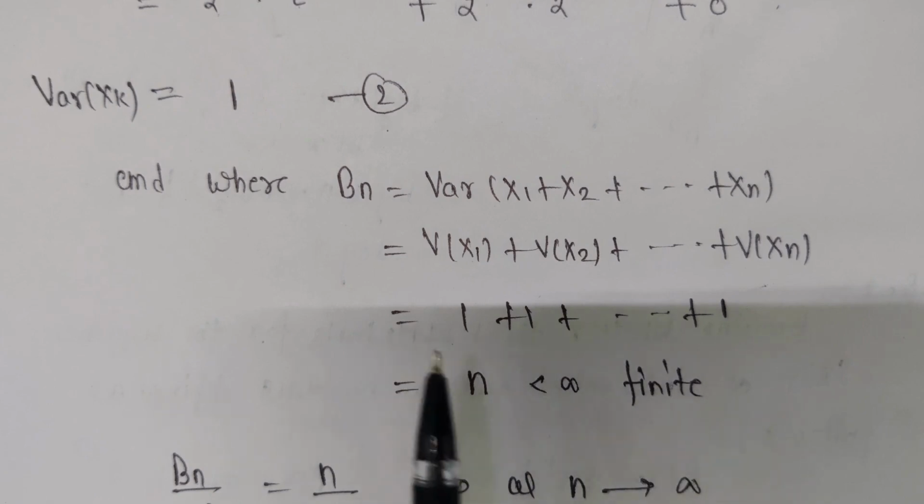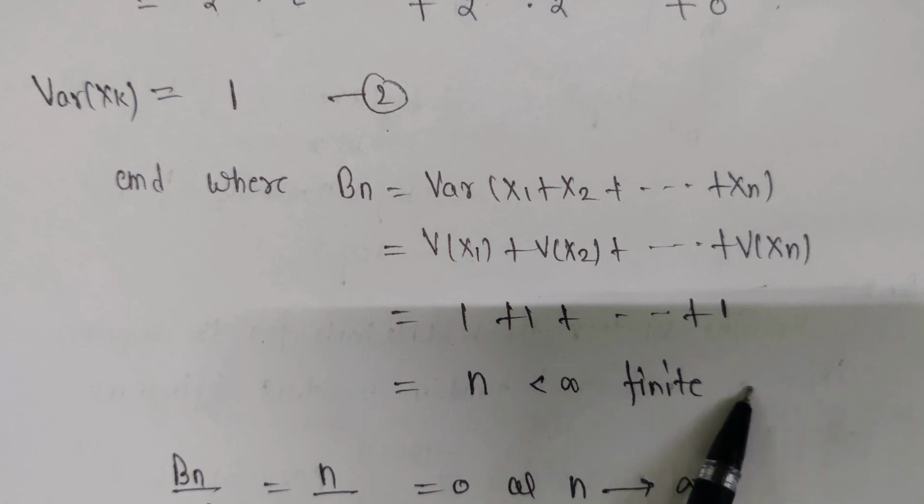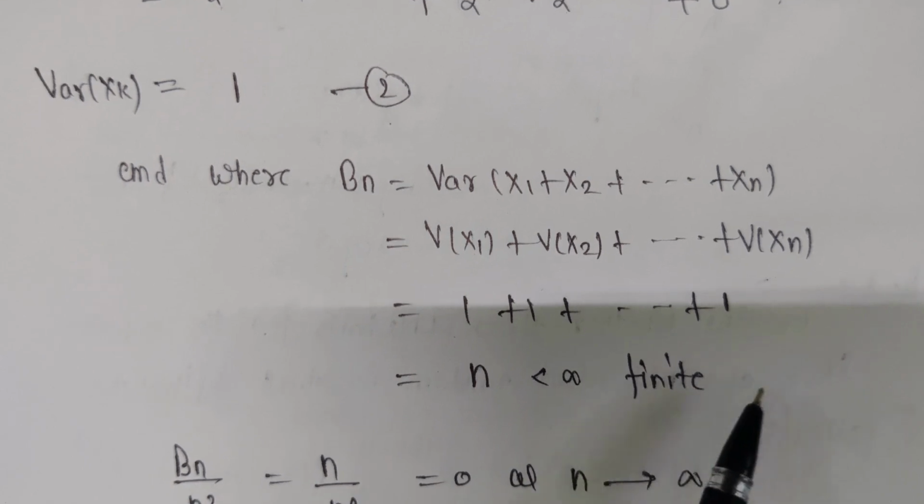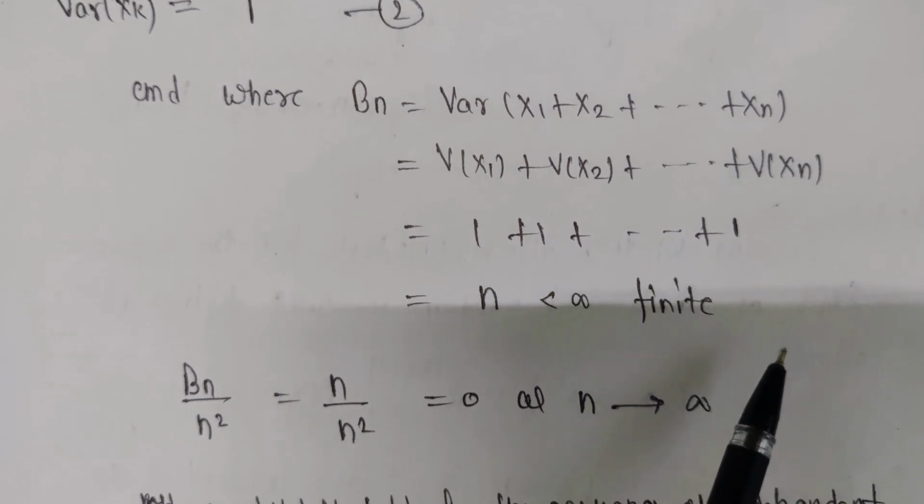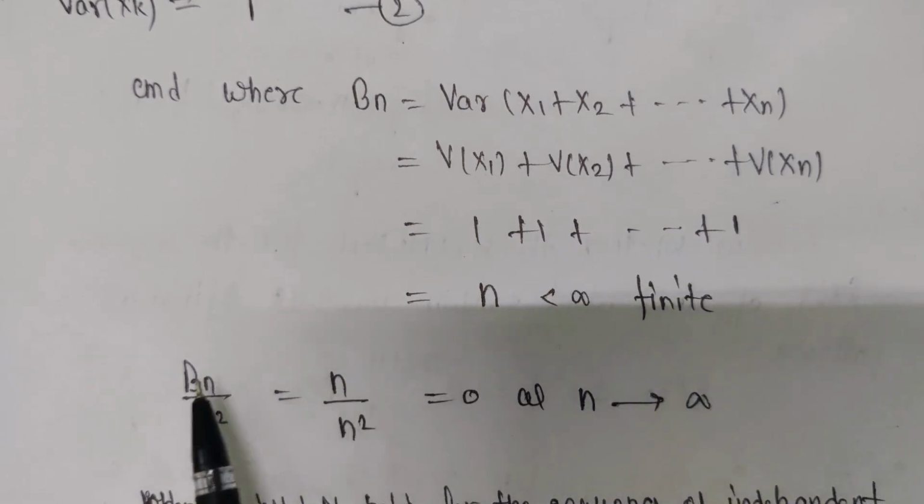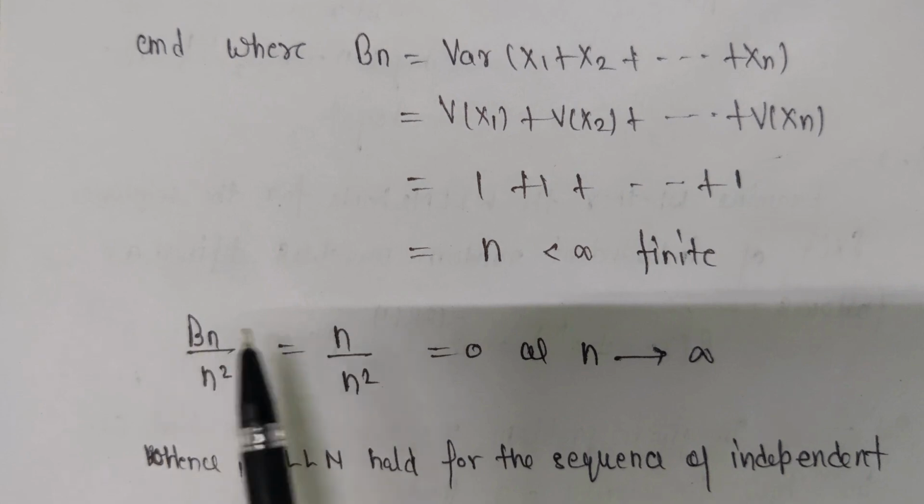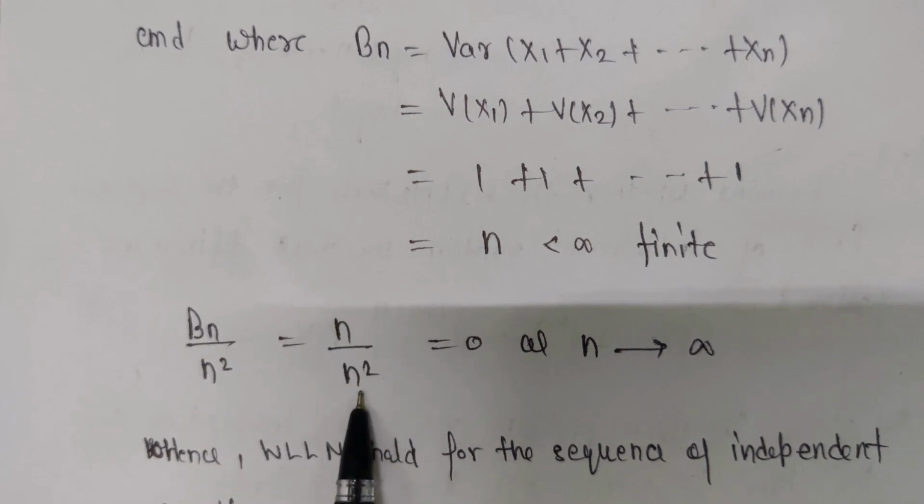So that means the second criterion also holds here. Okay, so now again, what is our third criterion? Coming to the third criterion, bn upon n square tends to 0 as n tends to infinity. So what is the value of bn? bn is n, and the denominator is n square.